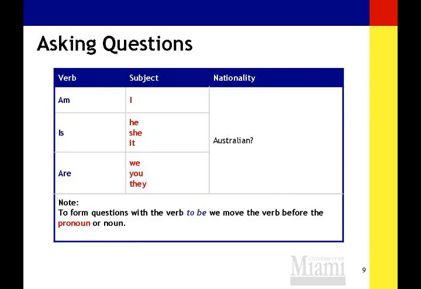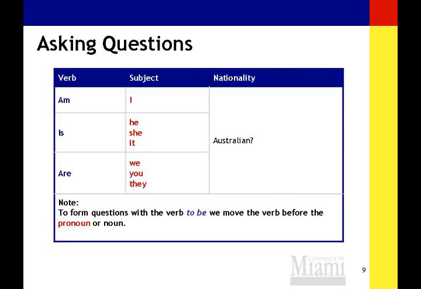Let me show you now how to make questions using the verb to be. When we make questions, we change the word order. First, we begin with the verb and then the subject, and we put more stress on the verb. So listen as I read this first question. Am I Australian? Or, is he Australian? Can you try to repeat after me the same question with more stress on the verb to be? Is he Australian? And then in the third case, are they Australian?